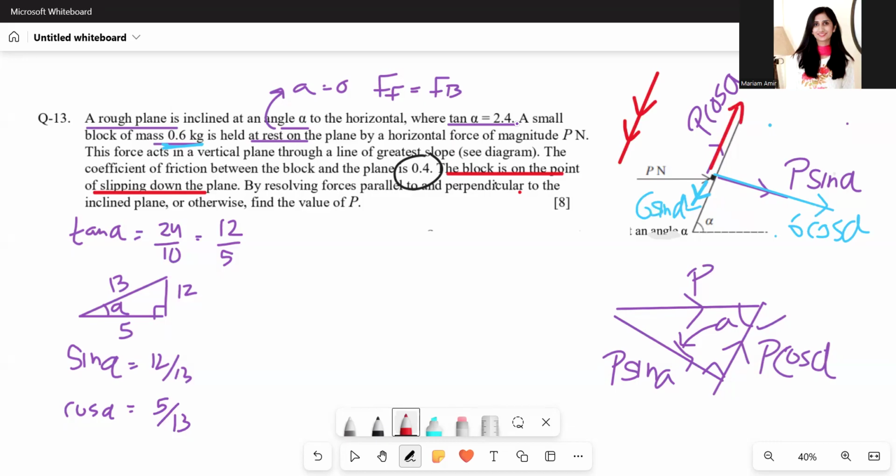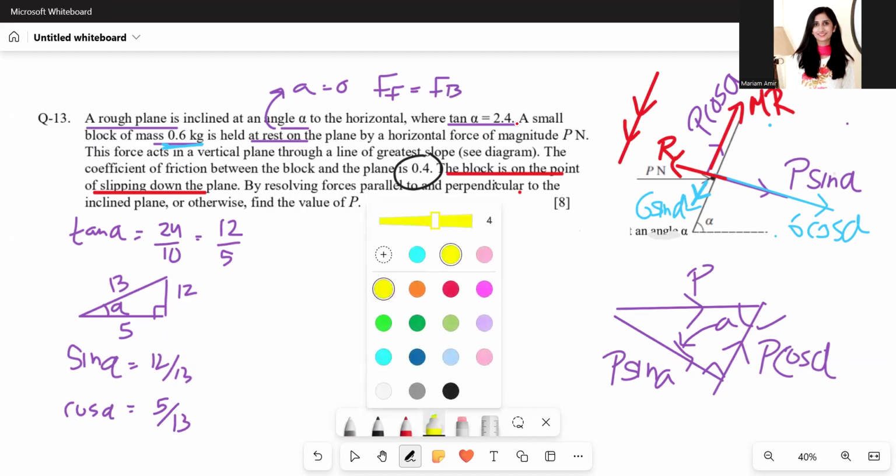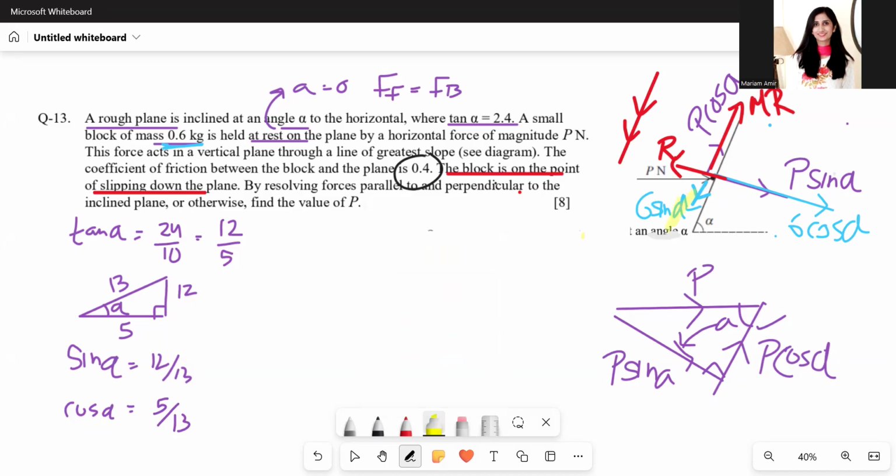Friction is given as mu R. Okay, and where's R? R is always opposite to the contact, so here. R is here. By resolving forces parallel to and perpendicular to the inclined plane, we have already done that, find the value of P. So now the plane is not moving yet. So what we're going to do, we're going to equate all the forces. So this force, 6 sine alpha, is going to be equal to these two forces.